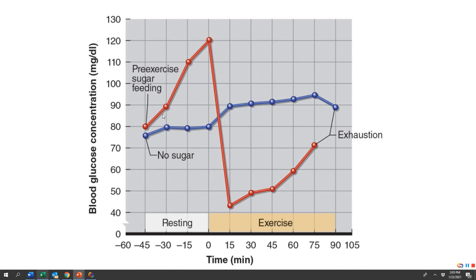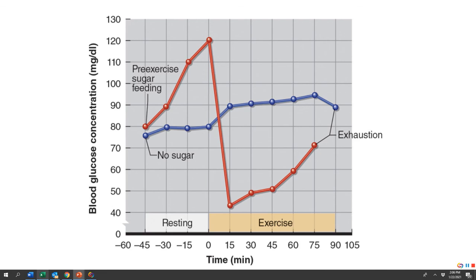Okay? Whereas in the person that took in sugar or glucose before they exercised, 45 minutes before, they had a spike in glucose. And then almost immediately after they started exercising, they had a huge reduction. And it slightly increased, but it really never made it back even to normal when exhaustion occurred. Okay, exhaustion occurred earlier in the people that had glucose supplementation, or whatever you want to call it, pre-exercise sugar feeding. Okay, well, why did this happen?